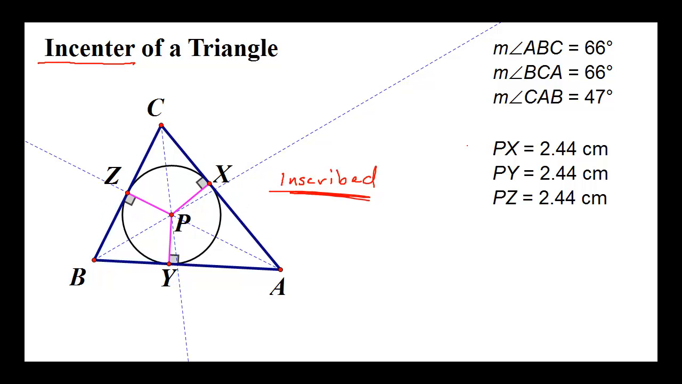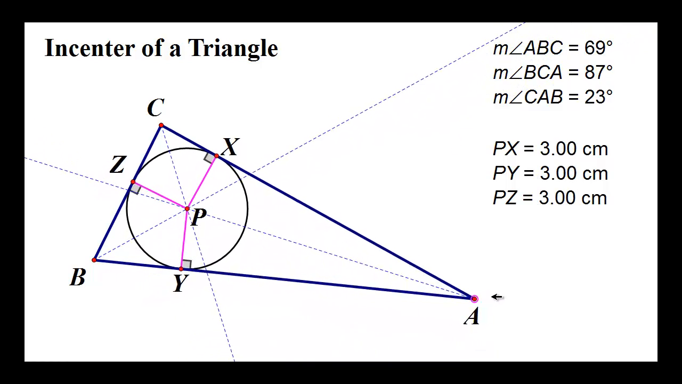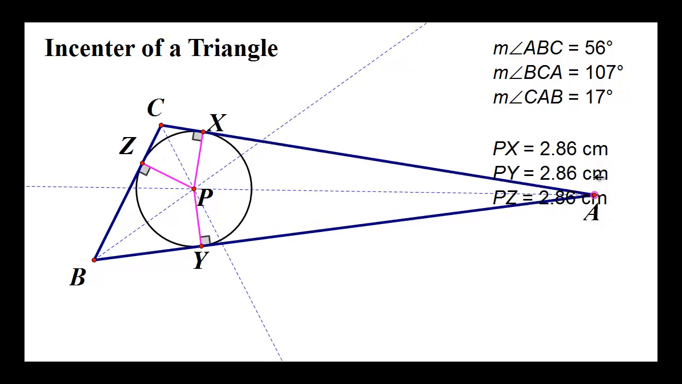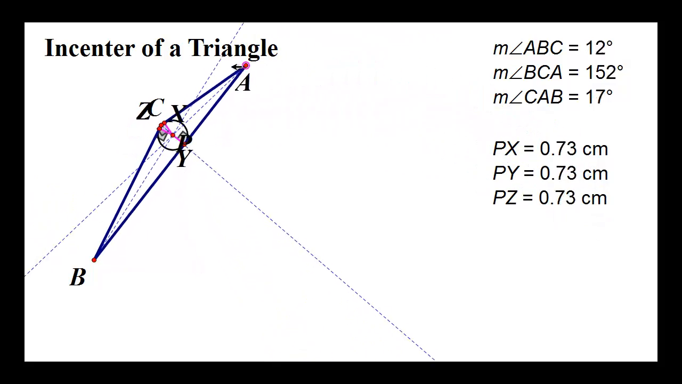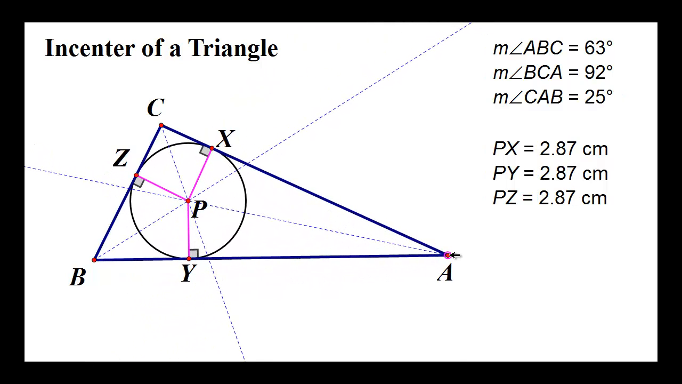Now, kind of an interesting thing about it is when I move it around, the circle will adjust accordingly, and it will stay inside the triangle. It will never come out of it, and the center of the circle will always be the incenter of the triangle. The radius of the circle is the perpendicular distance from the incenter to the sides.